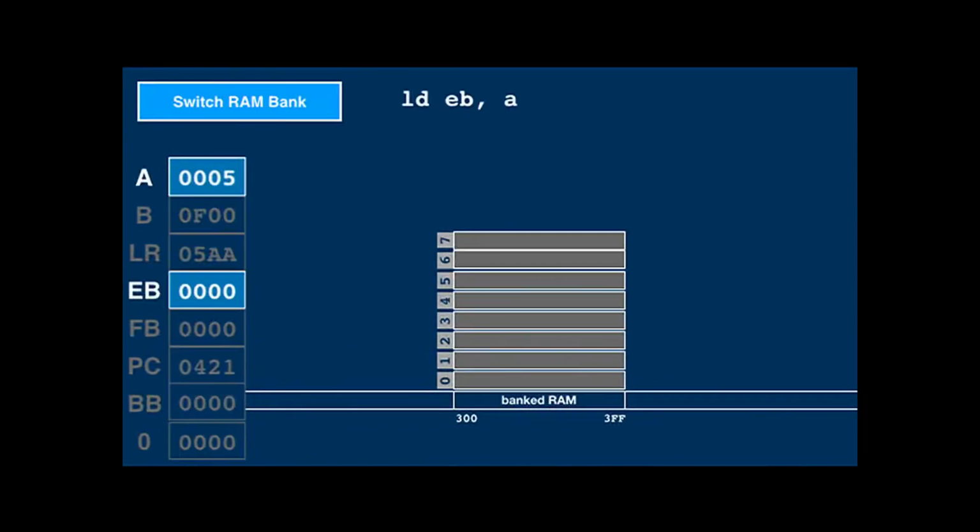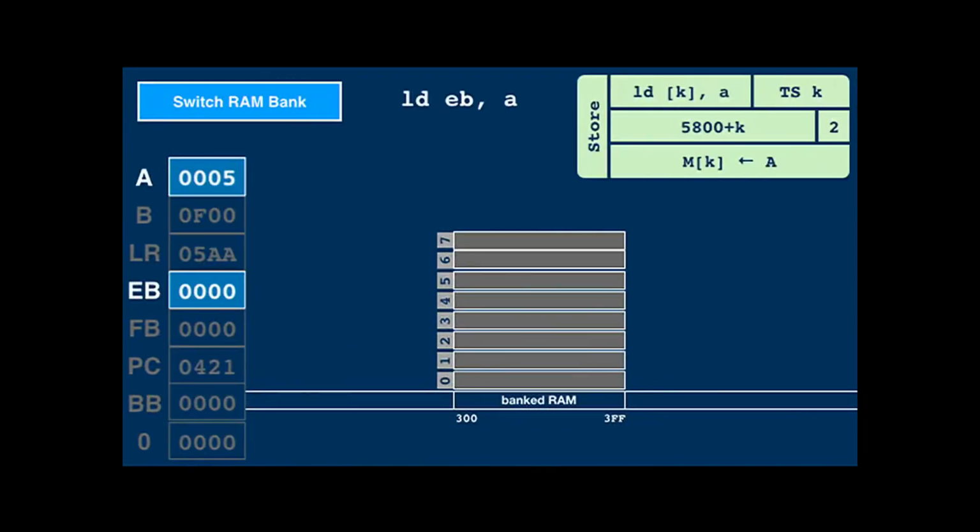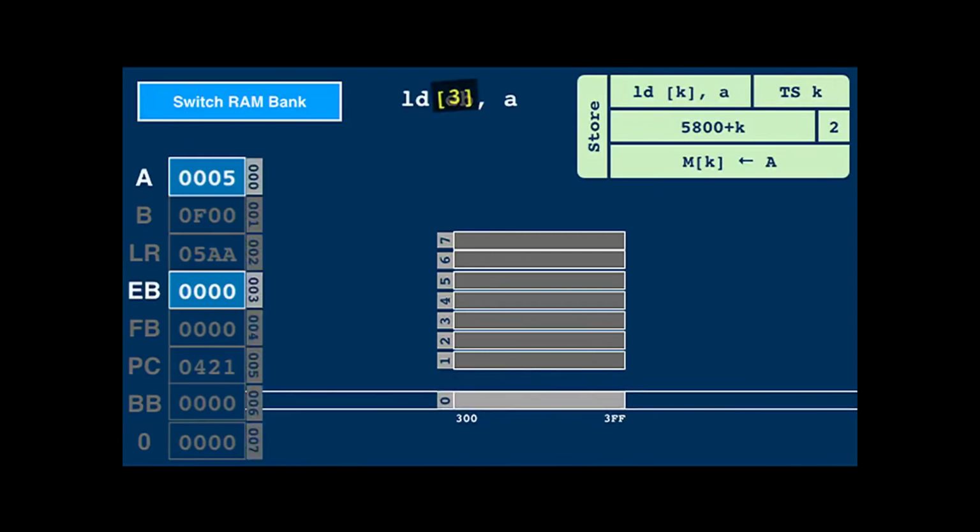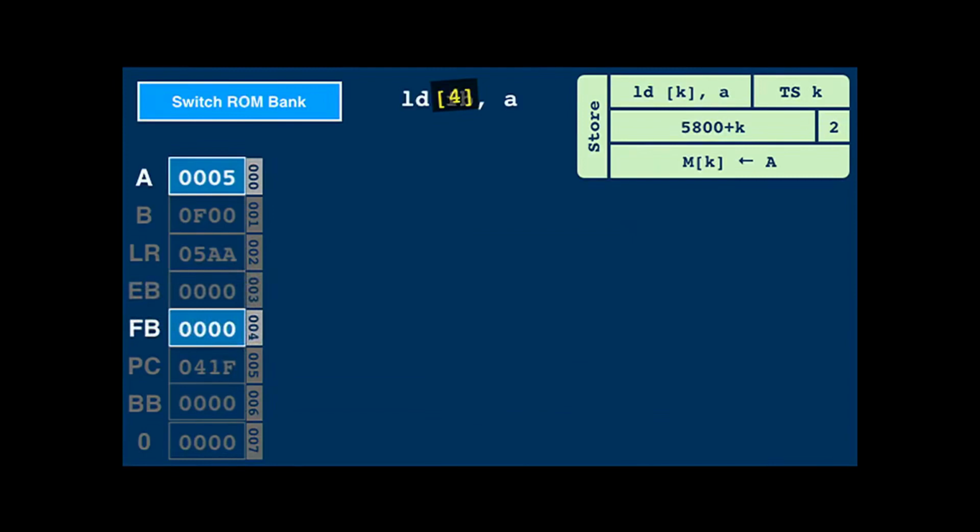Switching the RAM bank can be done by writing to the EB register. This is not a separate instruction, but can be expressed by writing A to memory location 3. If A is 5, writing A into EB will make RAM bank 5 visible at 300. The same store instruction could be used to write to the FB register at memory location 4 to switch the ROM bank, but that wouldn't work for a common case.